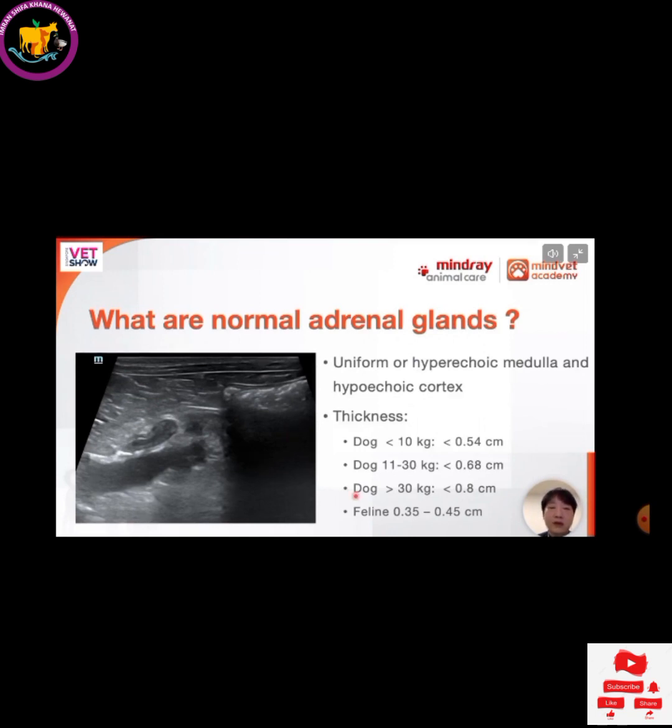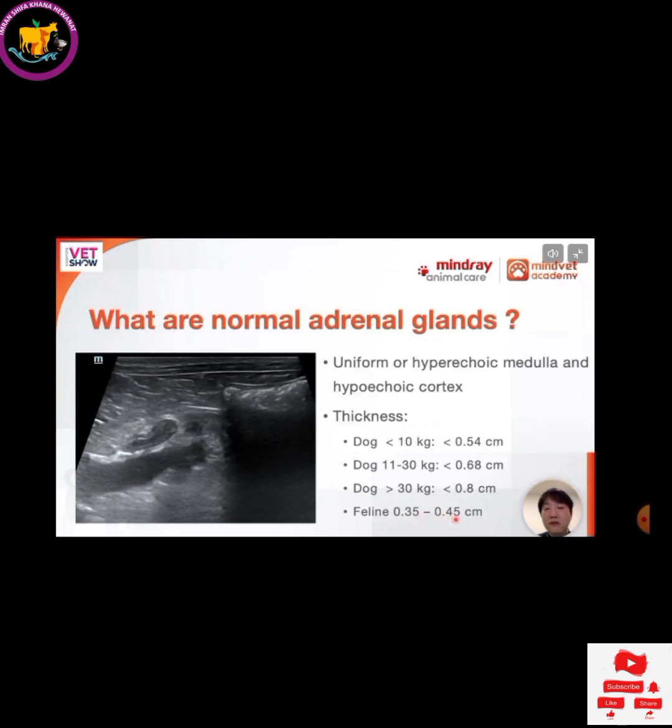The thickness of the adrenal gland in dogs depends on body weight, as shown in the slide. For a dog with body weight less than 10 kg, the thickness of the adrenal gland should be less than 0.54 cm. For a dog with body weight between 11 to 30 kg, the thickness should be less than 0.68 cm, and for a dog with body weight more than 30 kg, the thickness should be less than 0.8 cm. In contrast, the thickness of the adrenal gland in cats ranges from 0.35 to 0.45 cm.